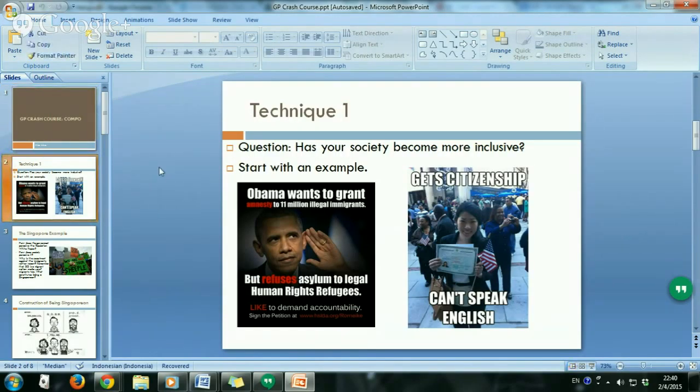Okay, now let's say there is a question on immigration and how inclusive a society can be. Now, in this GP crash course, I'll be focusing on a few techniques that you can use so that it is easier for you to be able to do well in the subject. So the first technique is, of course, start with an example.